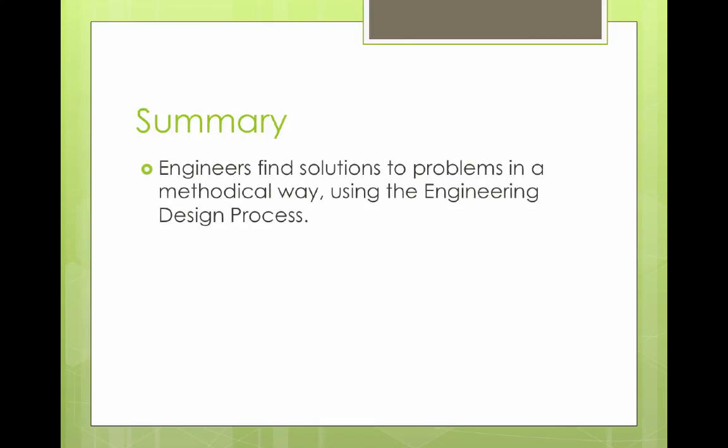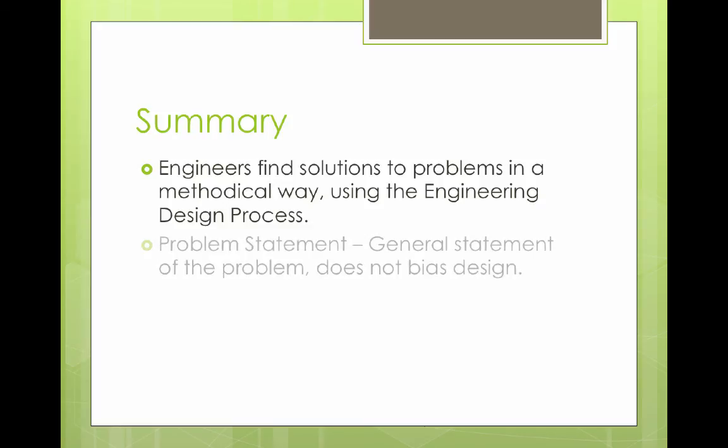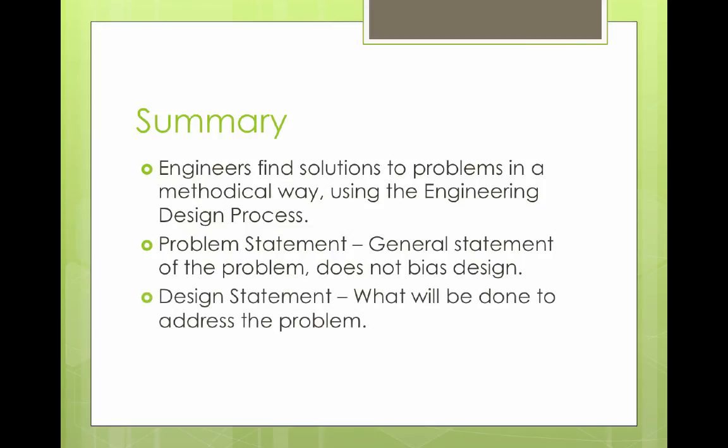So, summary of what we talked about. We've talked about how engineers find solutions to problems in a methodical way, and the methodical way that engineers use is called the engineering design process. We've talked about what a problem statement is. It's a general statement of the problem and must not bias the design. And what a design statement is. The design statement tells us what we're going to do to address the problem, so it focuses our design.